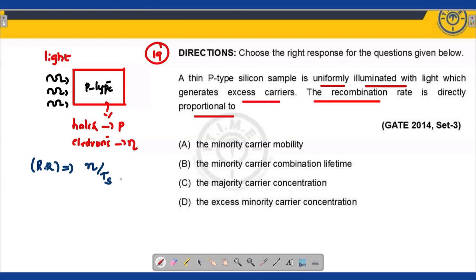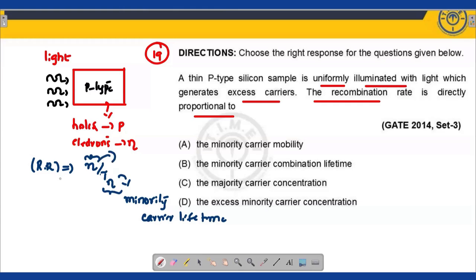Or you can take it as n by tau n. n is the minority carrier concentration divided by the minority carrier lifetime. Here in P-type, what are the minority carriers? Electrons. Tau n is the minority carrier lifetime. So this is the minority concentration.